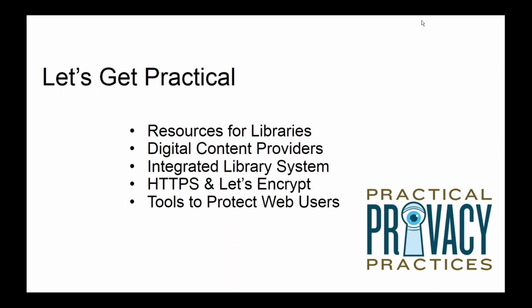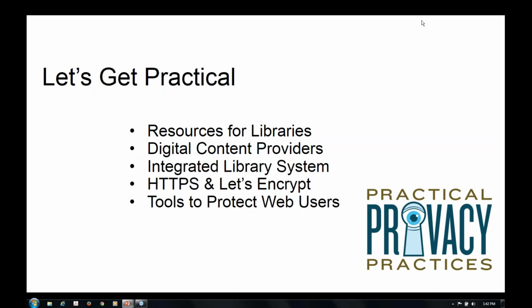Then I'm going to look at 2 guidelines and checklists that were developed by ALA, one around digital content providers and the other around integrated library systems. And we're going to look at both of those in detail, the checklist of steps libraries can take in those areas. And then I'm going to focus on 2 different areas. One is around HTTPS and a certificate authority called Let's Encrypt that provides free HTTPS. So that's the encryption technology that Deborah was talking about, one of the encryption technologies.